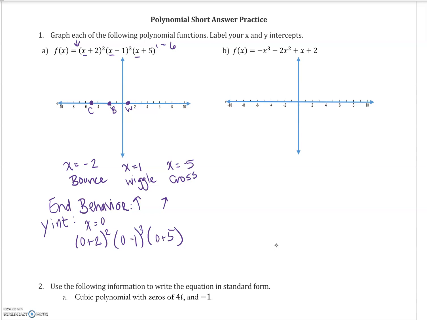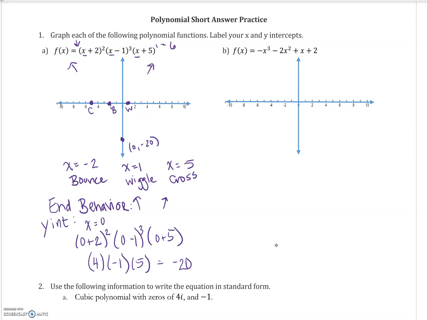In my first parentheses, 0 plus 2 is 2, and 2 squared is 4. In my second parentheses, 0 minus 1 is -1, cubed is still -1, and in my last parentheses, 0 plus 5 is just 5. When I multiply those three numbers together, I get -20. So I know that somewhere down here, I have a y-intercept of (0, -20). And if I put my arrows for end behavior somewhere on this graph, I know both ends of this graph are going up. So again, when I graph these, I always start with my leftmost arrow and then travel through my points as they come up.